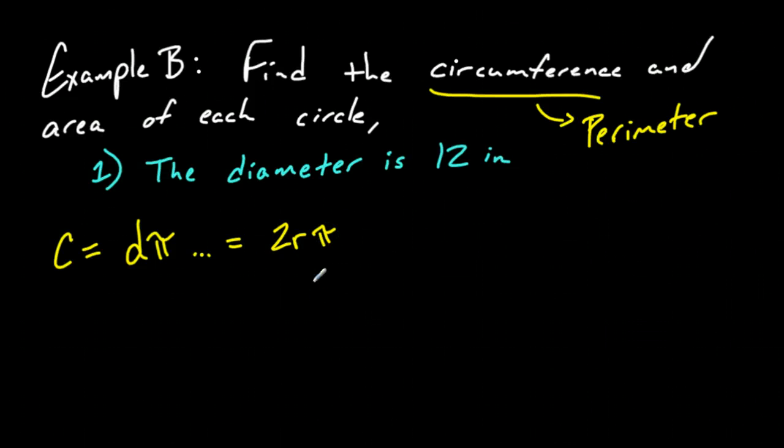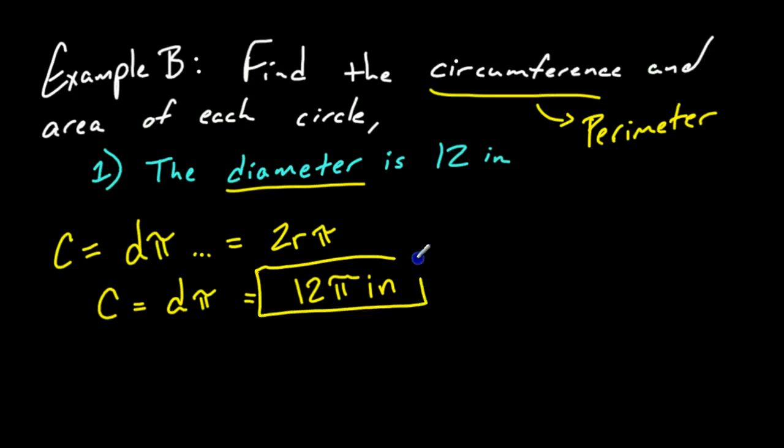All right, in this case, we have diameter, so we're going to use the d pi one. So circumference equals diameter 12 pi, so that's d pi, 12 pi. And it's inches, so it's 12 pi inches.